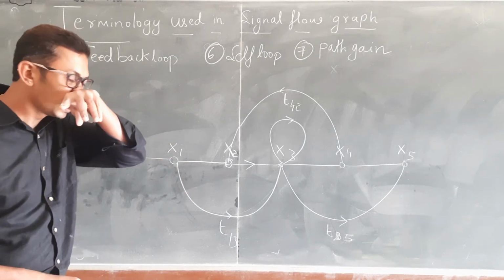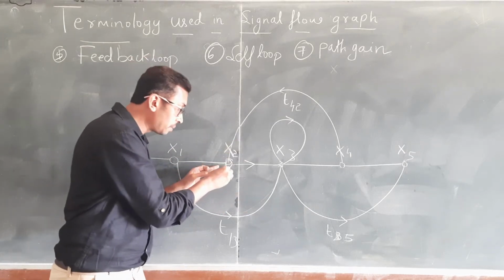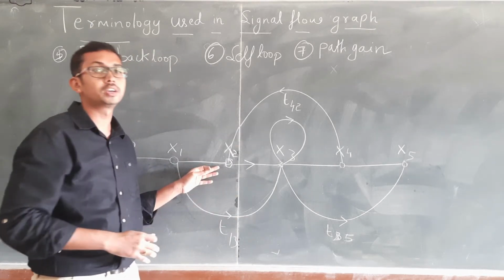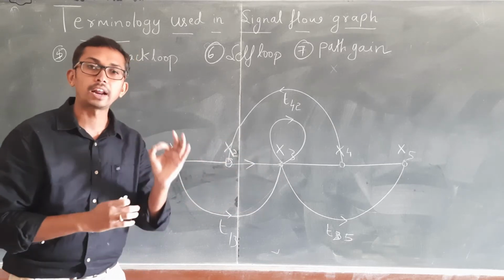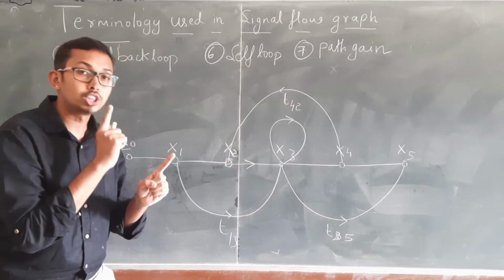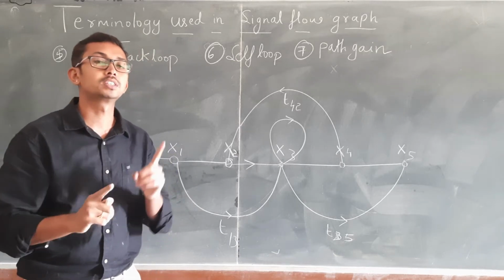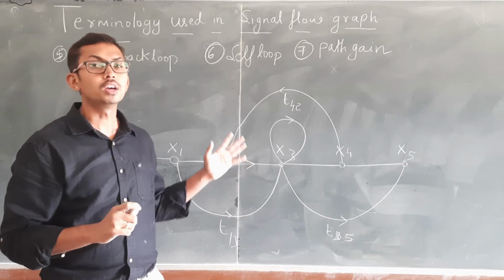So what is the meaning of this? The loop which starts and ends at the same point, which starts and terminates at the same point, and at least it should travel the other node without tracing the nodes twice. So that we are going to call as what?